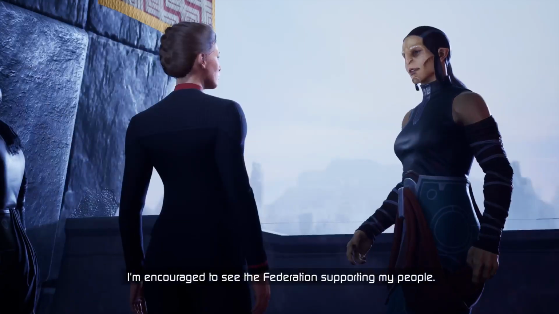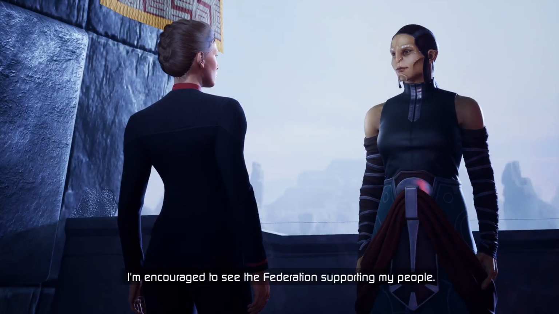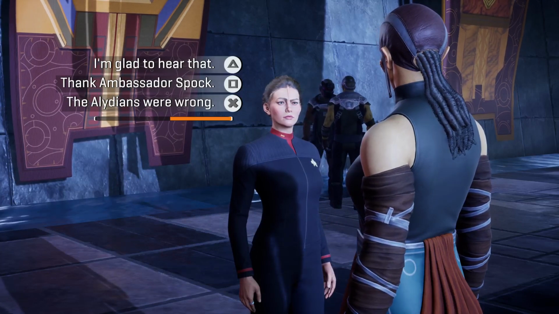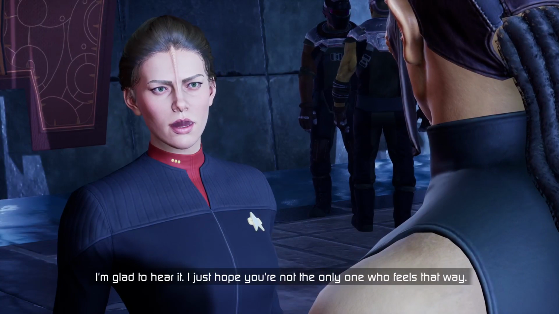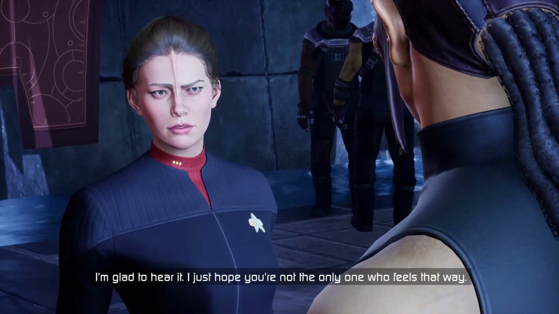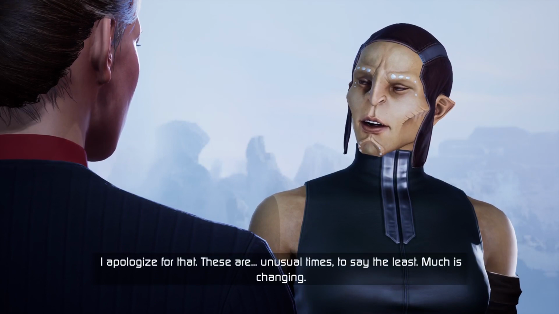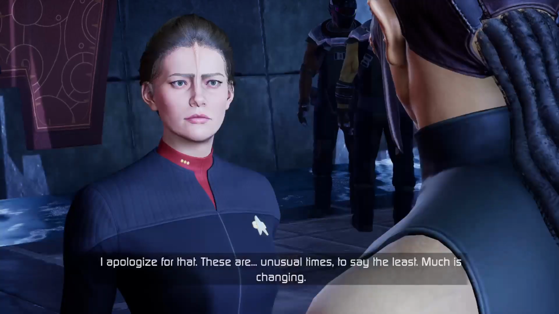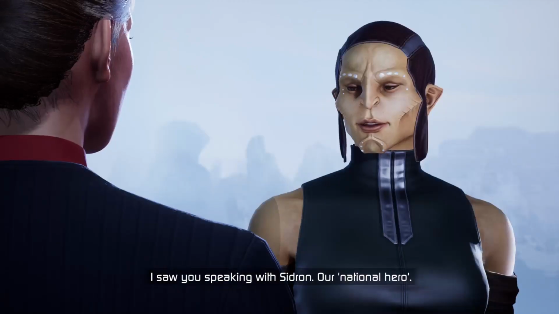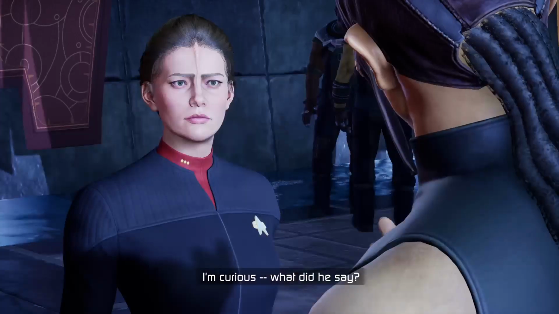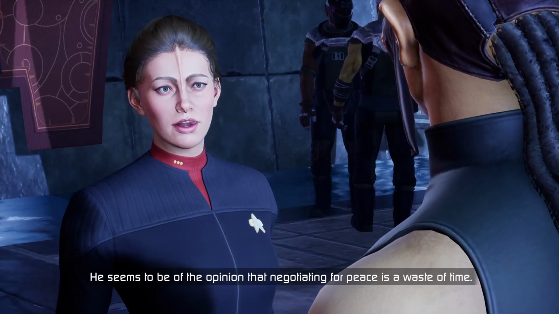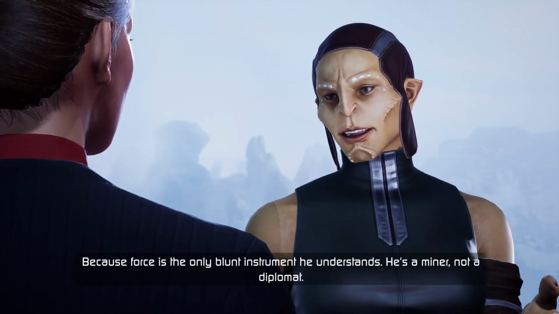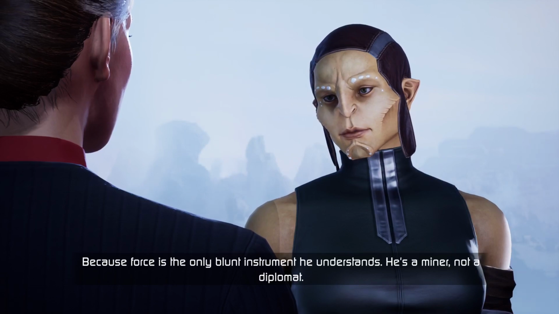Commander Rydeck, I'm encouraged to see the Federation supporting our people. I'm afraid of what might happen without your help. I'm glad to hear it. I just hope you're not the only one who feels that way. I apologize for that. These are unusual times, to say the least. Much is changing. I saw you speaking with Sudron, our national hero. I'm curious, what did he say? He seems to be of the opinion that negotiating for peace is a waste of time, because force is the only instrument he understands. He's no diplomat.